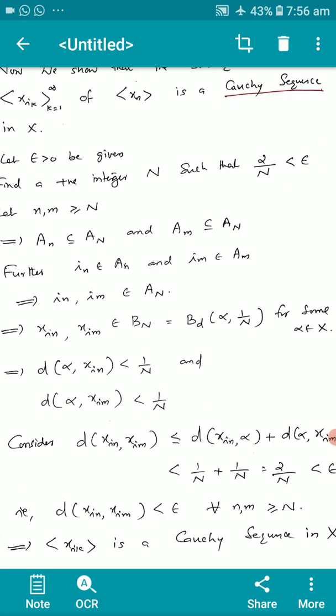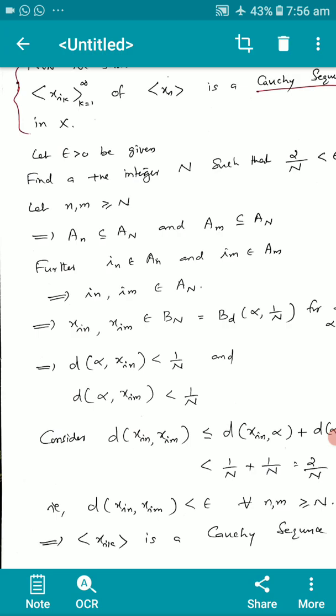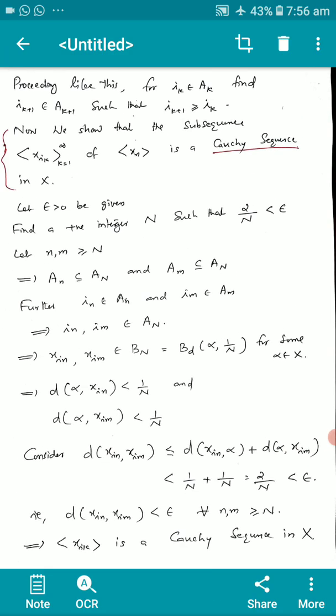What is B_N? It is equal to B_d(alpha, 1 by N) for some alpha in X, which implies d(alpha, x_{i_n}) is less than 1 by N and d(alpha, x_{i_m}) is less than 1 by N. Now we consider d(x_{i_n}, x_{i_m}), which is less than or equal to, taking the intermediate point alpha, d(x_{i_n}, alpha) plus d(alpha, x_{i_m}), which is less than 1 by capital N plus 1 by capital N, which is equal to 2 by capital N, which is readily less than epsilon. That is, d(x_{i_n}, x_{i_m}) is less than epsilon for all n, m greater than or equal to capital N.